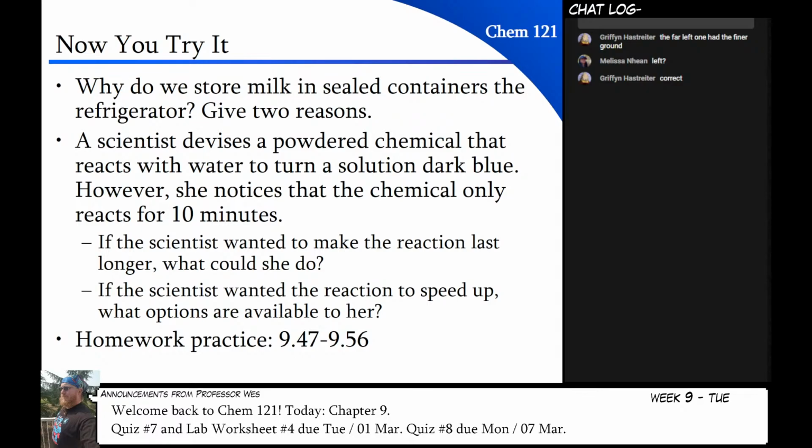in the refrigerator. Okay. And then for question 2 here, a scientist has a powdered chemical that reacts with water and it makes the solution turn dark blue. But she notices that her prototype only reacts for 10 minutes. And she would like it to work for both longer and shorter durations of time. What could the scientist do to make the reaction last longer? And what could the scientist do if she wanted it to speed up and go to completion more quickly?